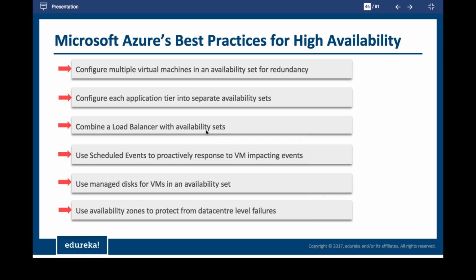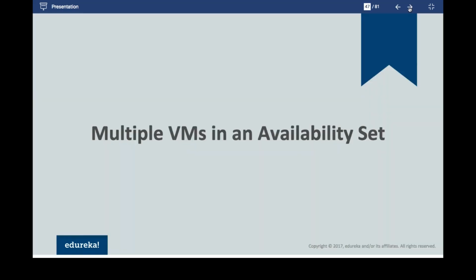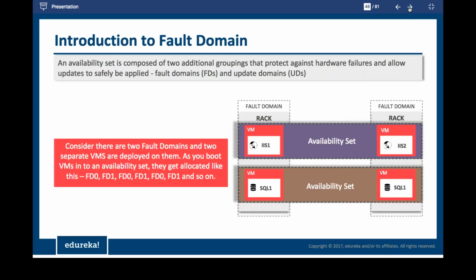So availability sets is one sort of high availability. You have availability zones to protect against data center failures. And then you have the load balancer, which will combine the availability sets and ensure that you get high availability. So you should have multiple VMs in an availability set and then put a load balancer in front. Okay. So this is what I was discussing.